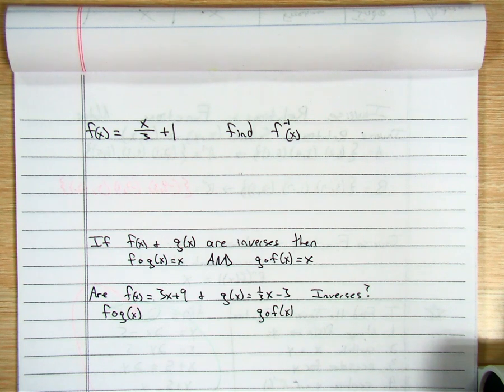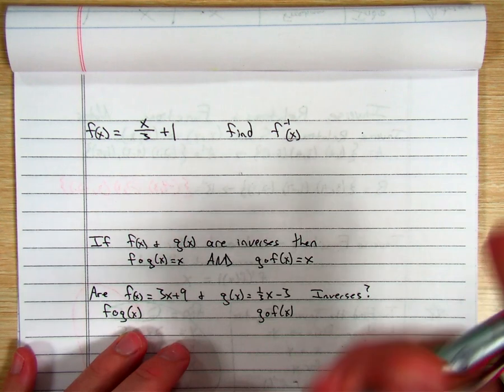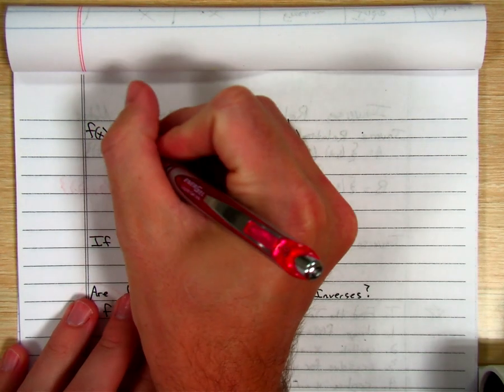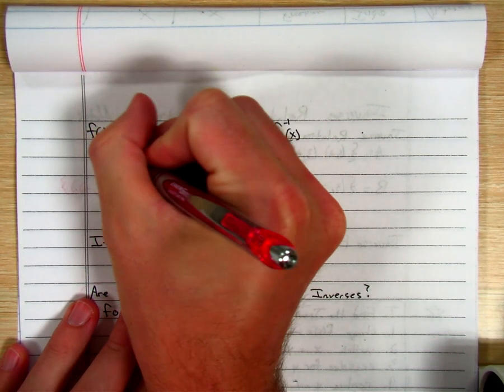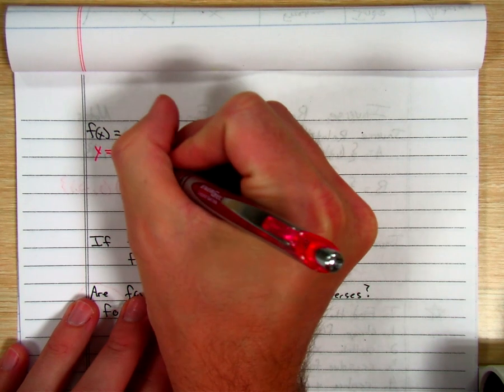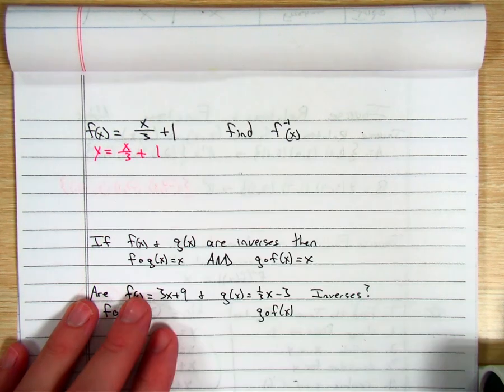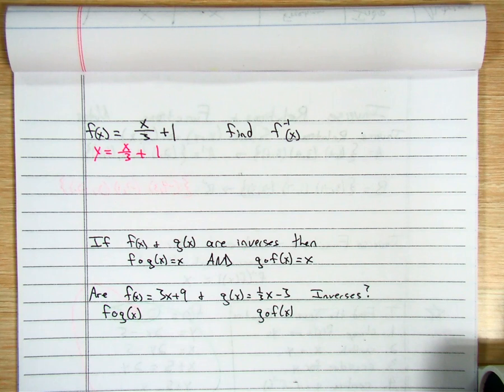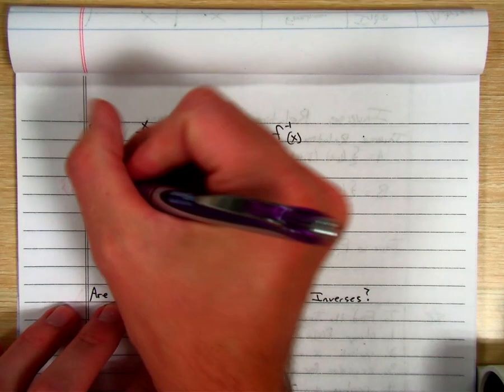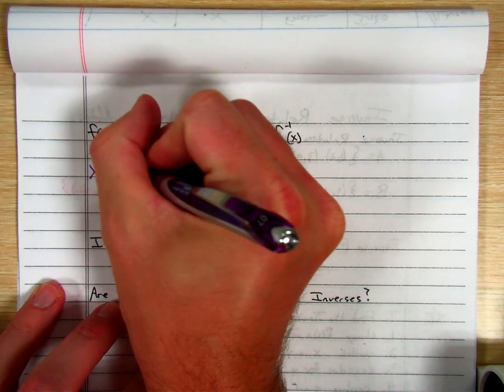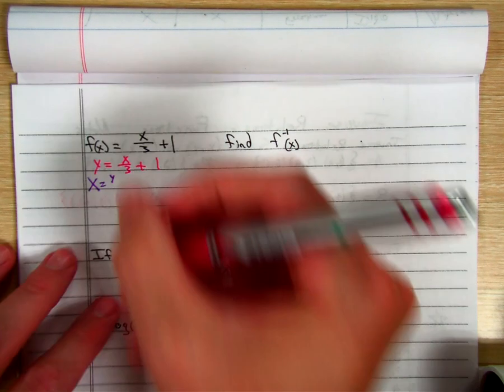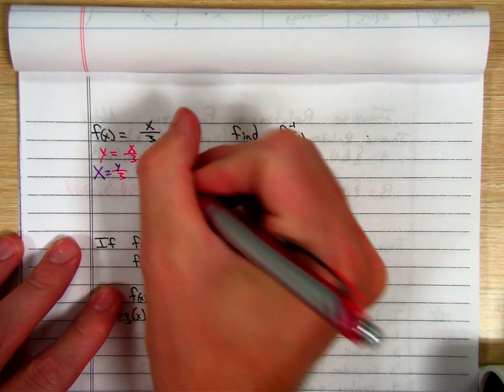Alright, welcome back. So here's what we're doing. Step 1 is to change it to a y equals. Okay, step 2 is to switch x and y. x equals y over 3 plus 1.